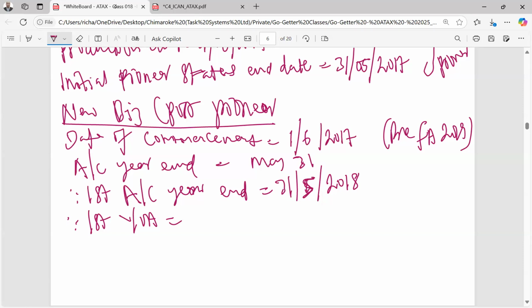But your first year of assessment is going to be 2017. So that's it, because this is pre-Finance Act. Even though your first account year is ending 2018, that is basis period, account year end. But year of assessment, according to the tax law, is 2017 because the business started in 2017. And so your second year of assessment is going to be 2018.